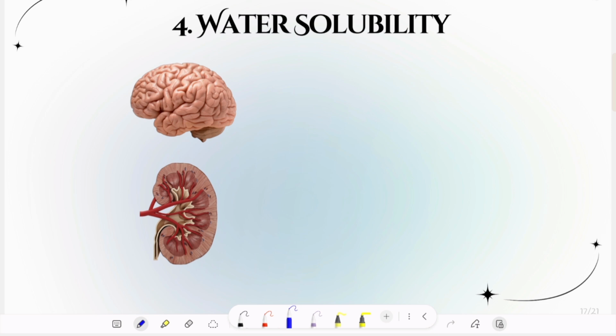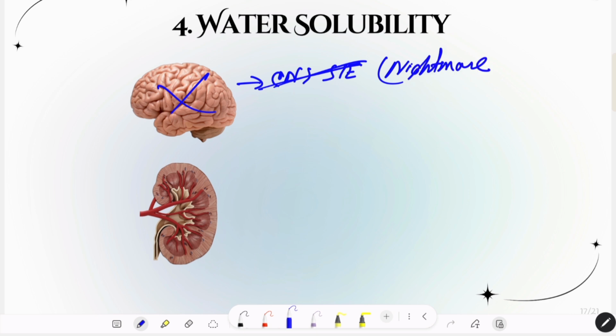Now we will move to our fourth property of beta blocker, that is water solubility. If a drug is water soluble, that cannot enter the brain. As you know, if a drug wants to enter the brain, it must be a lipid soluble drug. So the water soluble beta blocker does not enter into the brain and does not produce CNS side effects. Normally, beta blockers produce CNS side effects such as nightmare, delirium, etc. So the beta blocker having water soluble property does not produce side effects such as nightmare or delirium.